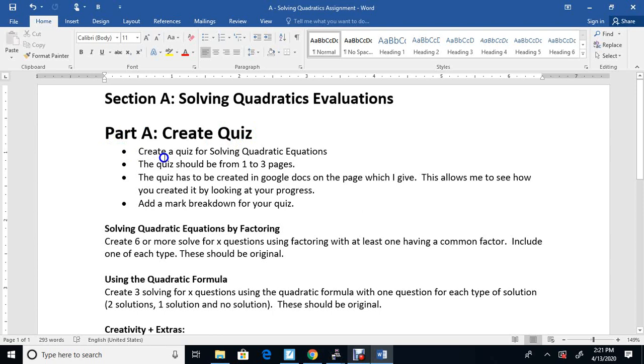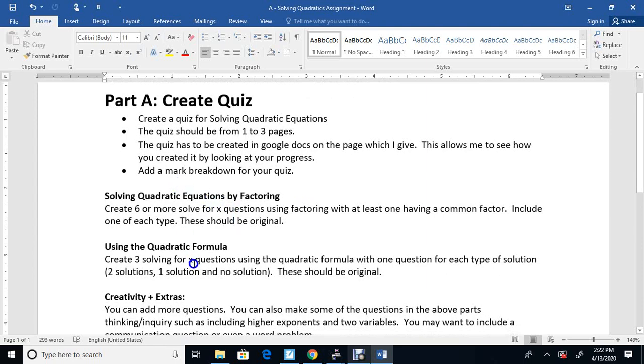Part A, you're going to create a quiz for solving quadratic equations. It should be about 1 to 3 pages. The quiz has to be created in Google Docs. So I'm going to give you a page and I want you to type it on that page. This will allow me to see your progress and how you created it. I can go back and see how you did it. Add a mark breakdown. I want to know what the marks are for each question on your quiz.